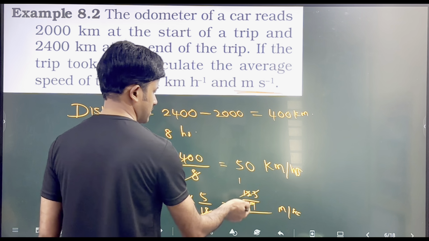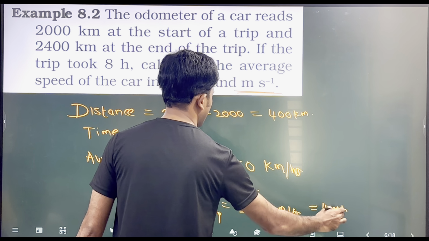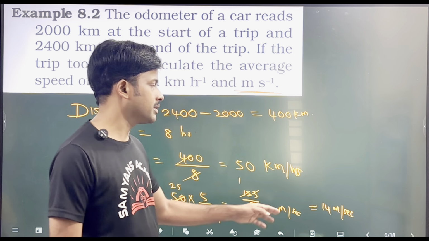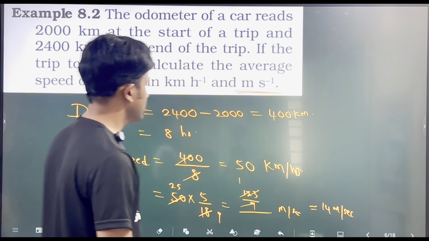So 9 fours are 36. So it is nearly equal to 14 meter per second, and exactly the value will come around 13.9 meter per second. Okay, is it clear? So move on to the next question.